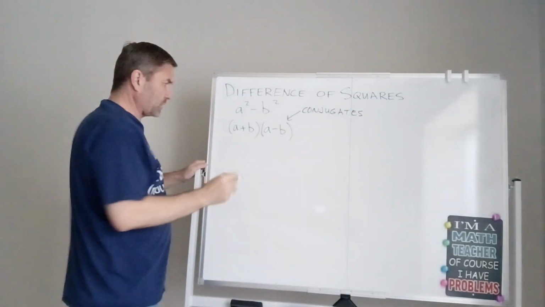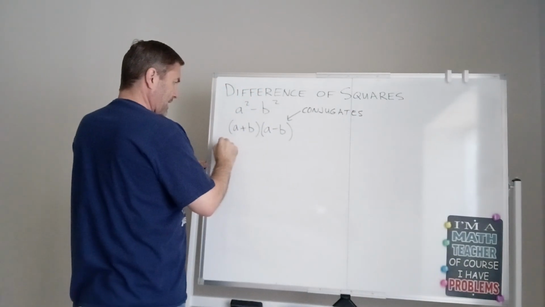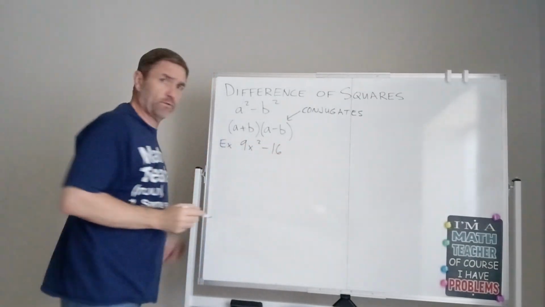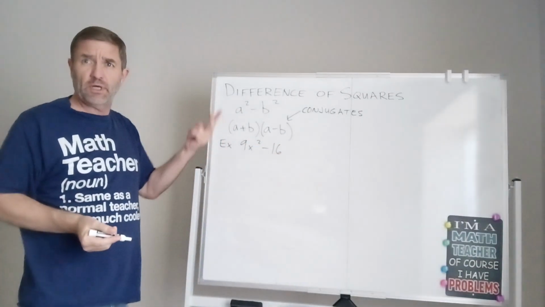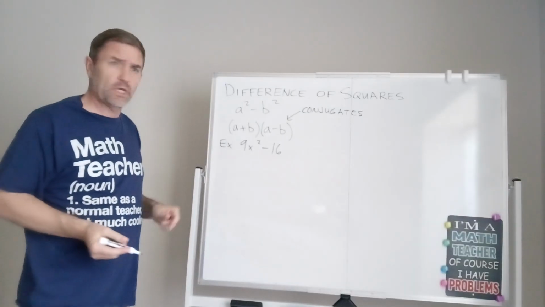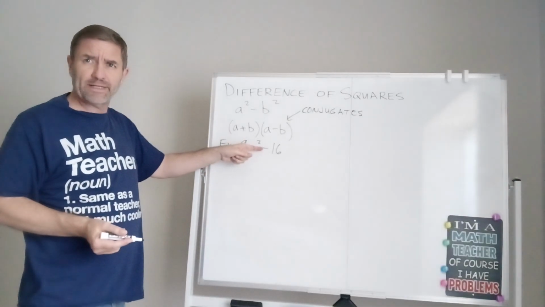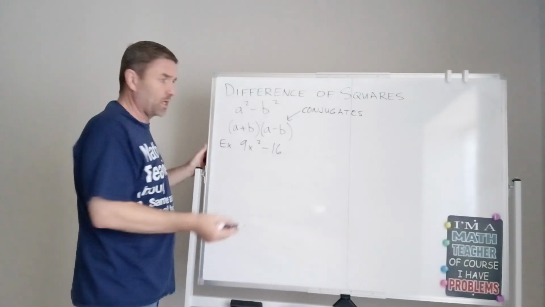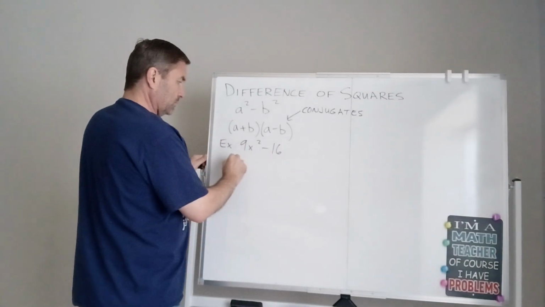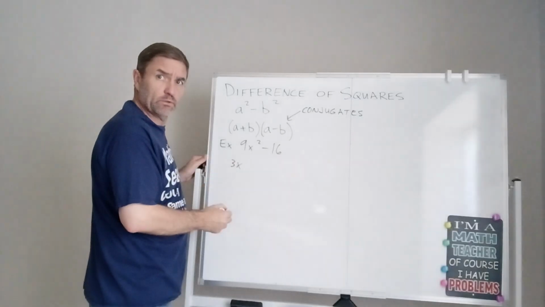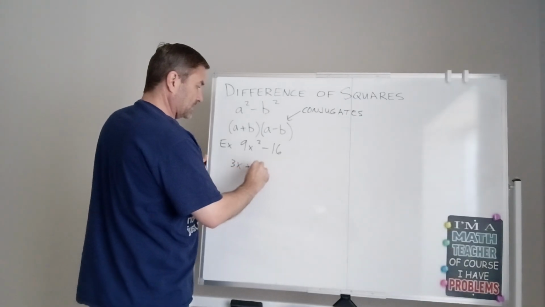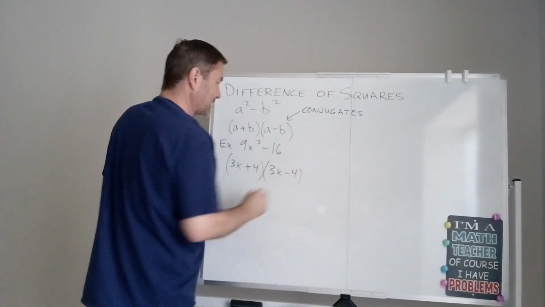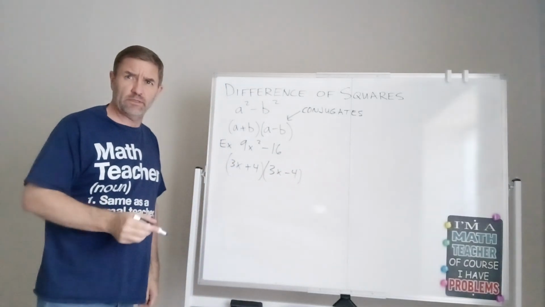Okay, so let's go over a couple examples. Let's say I have 9x squared minus 16. The first thing I look for is the fact that it's a binomial. Difference of squares always has two terms. Then I look at the middle. It needs to be a minus. Now I look at the front and the back. They need to be perfect squares. So 9x squared, the square root is 3x. 16, the square root is 4. And remember, I do one plus, so there's a 3x plus 4, and then I do one minus. And that's how you factor difference of squares.